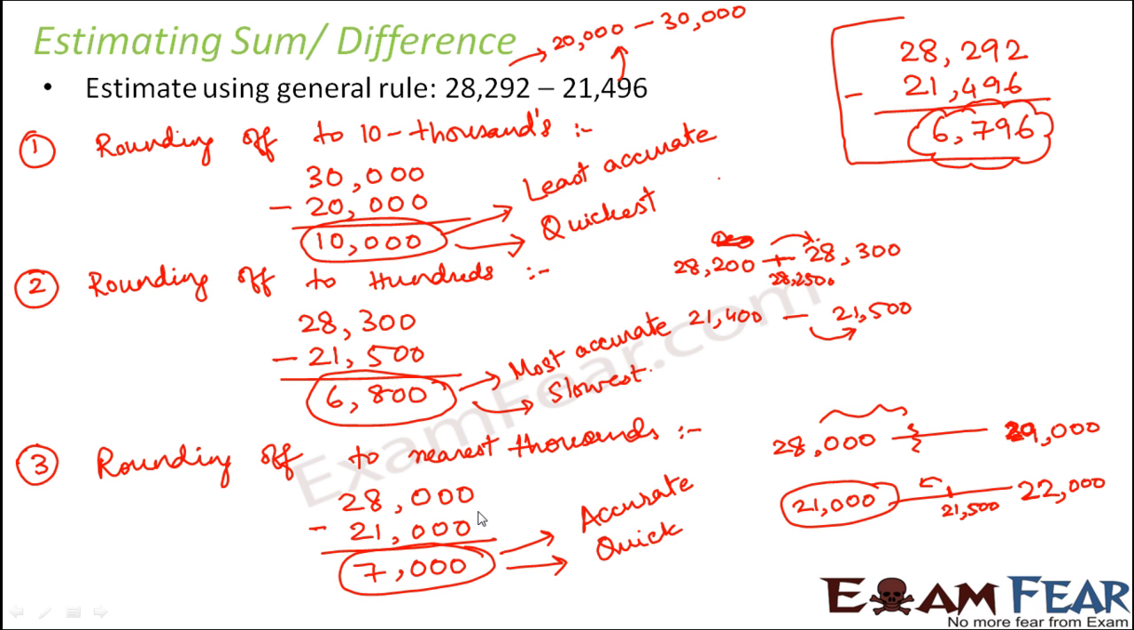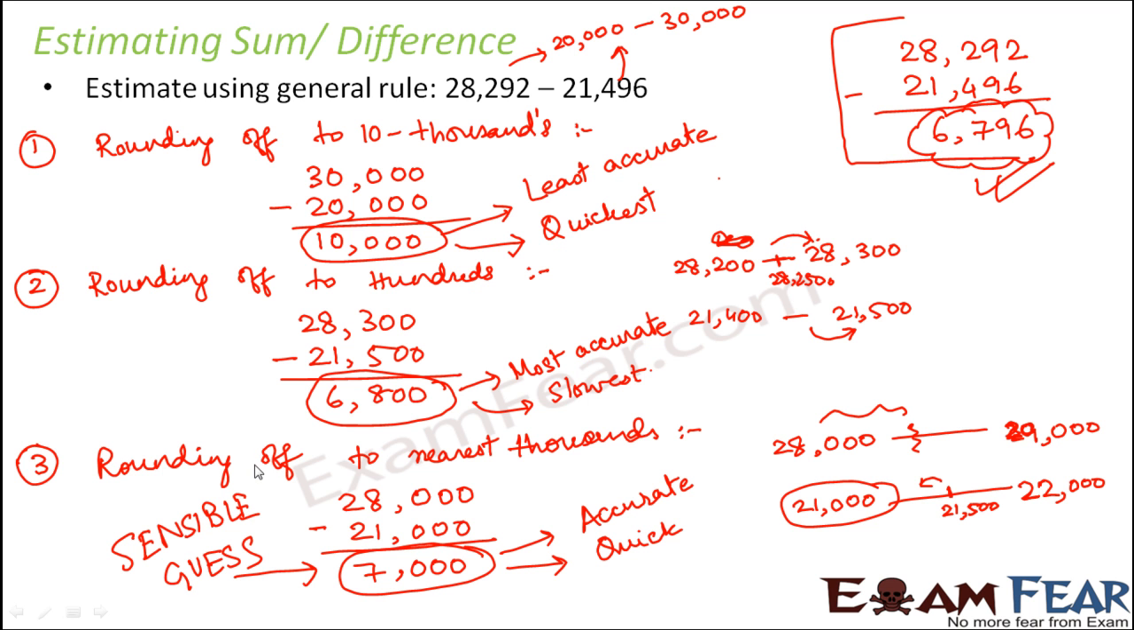Now considering the three scenarios, there is nothing right or wrong. Each of these is a guess, because none of these is the accurate difference between the two. The accurate difference is this. But out of these three guesses, which one is the more sensible guess, where the accuracy is okay and the speed is also okay? Yes, this would be the most sensible guess.